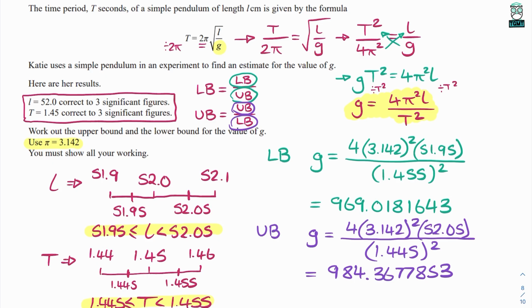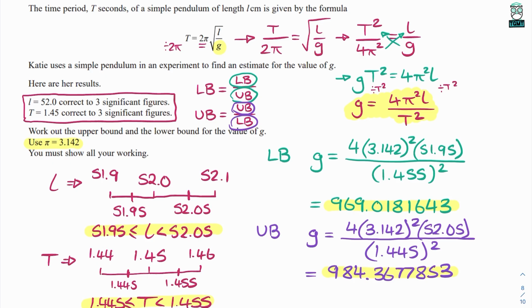It wants us to write them. It doesn't actually say in any sort of amount of significant figures. It just says work out the upper bound and the lower bound for the value of G, and you must show your working. Okay, so there we go. So there is our lower bound, 969.018163, and for the upper bound, 984.3677853.